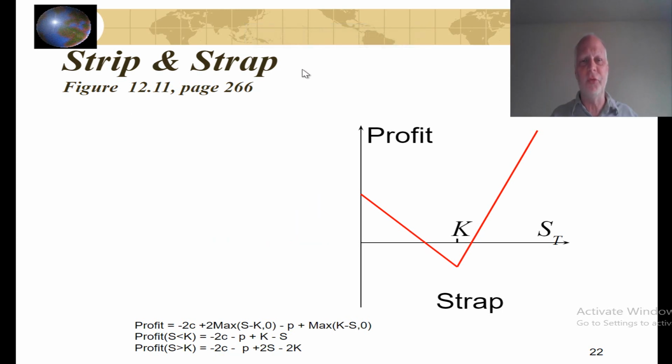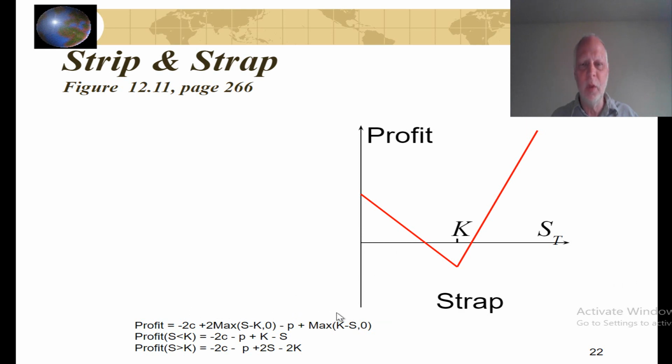Now we will do the strap, which is a very similar combination of options, but now you are going to be buying two call options and only one put option. So you get a payoff that looks like this. Again, both of the options will have a strike price K. So our profit will be minus 2C plus max S minus K comma 0, minus P plus max K minus S comma 0.